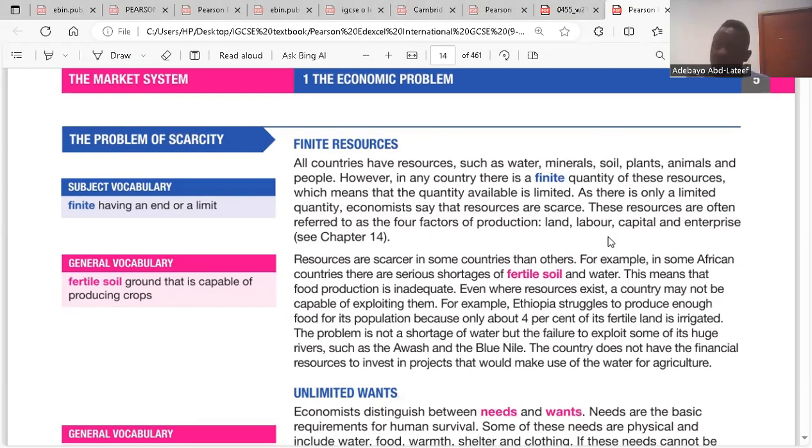Finite resources and unlimited wants give us what? Scarcity. So what are finite resources? These are resources that are limited in supply. So we call them finite resources or limited resources, and unlimited ones or infinite ones. These two will give us scarcity. I think that is clear.